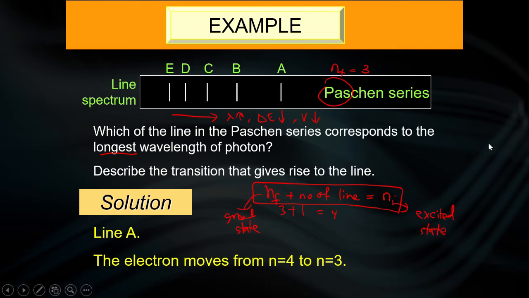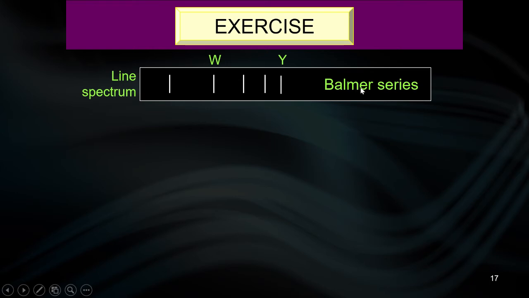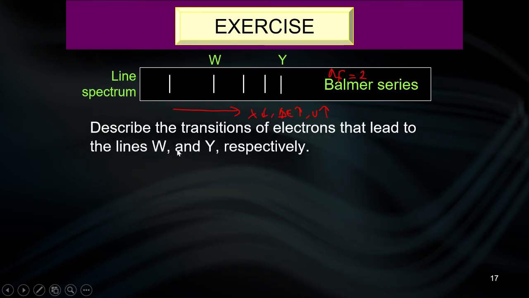Okay. So next, this is the Balmer series. So in the Balmer series N final equals 2. That means its ground state, the electron will fall to N equals 2. So as we can see from left to right, the wavelength decreases. Delta E increases, frequency increases. Describe the transition of electron that will lead to line W and Y.